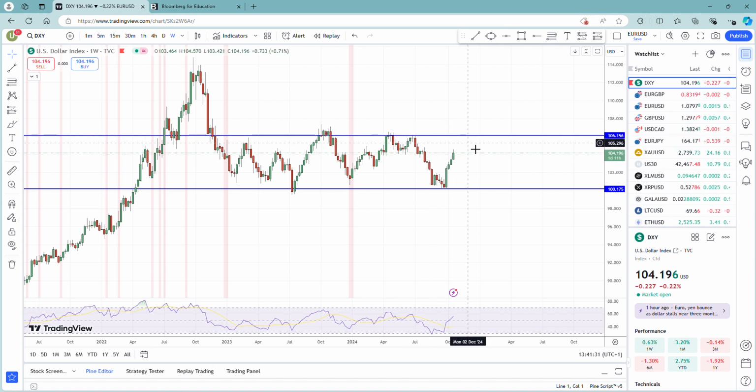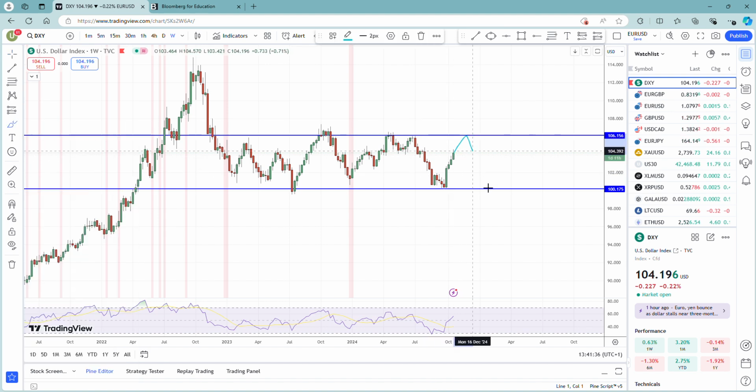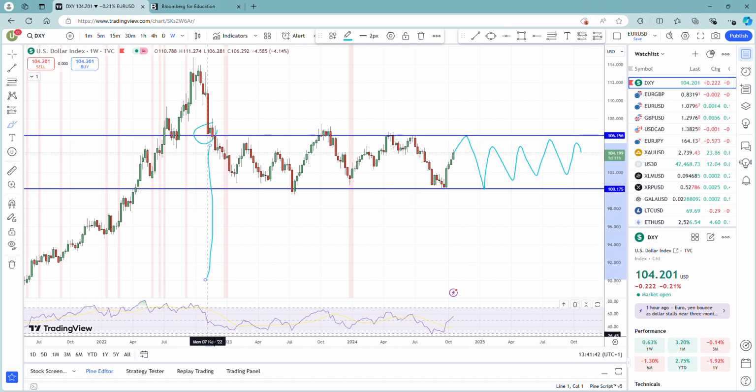So now we've got the levels on the weekly, we can expect price to move in between these levels. As you can see, it has done so all the way since November. So you can see price has respected these for almost a year now.